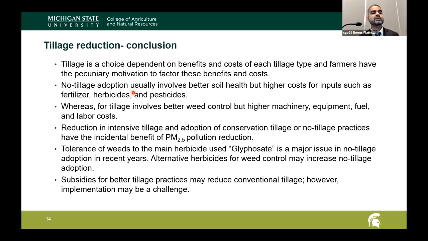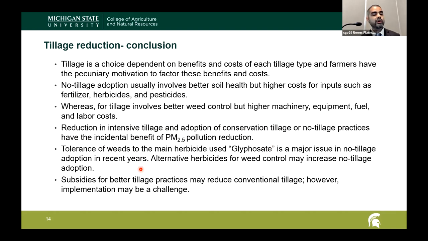So in conclusion, I would like to say tillage is mainly a choice dependent on the benefit and cost of each tillage type, and farmers have the financial motivation to factor in these benefits and costs. For no tillage, the benefit is better soil health, but higher costs for inputs such as fertilizers, herbicides, and pesticides. Whereas intensive tillage involves better weed control, but higher machinery, fuel, equipment, and labor cost. And reduction in intensive tillage and adoption of conservation tillage has the incidental benefit of PM2.5 pollution reduction.